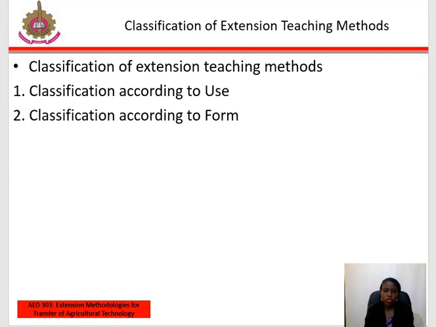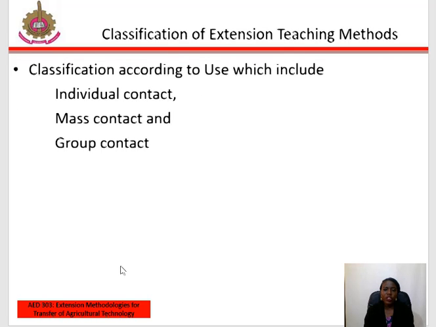Then, let's move on to classification of extension teaching methods. Extension teaching methods can be classified in 2 ways. 1. According to use. 2. According to form. Classification of extension teaching methods according to use includes individual contact, mass contact, and group contact.